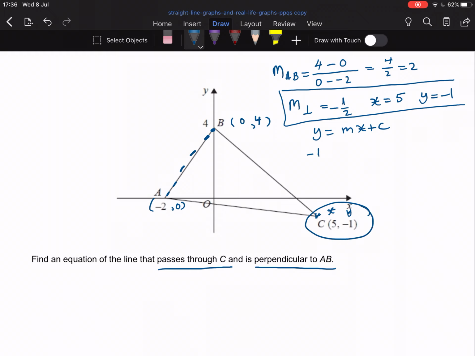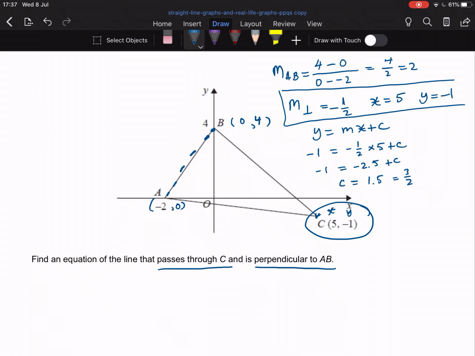Now I can start substituting. So -1 equals -1/2 times 5 plus c. -1/2 times 5 is -2.5 plus c. If I add 2.5 to both sides, I get that c is equal to 1.5, also known as 3 over 2, if you want to give it as a fraction, which I think is the answer in your mark scheme, but any equivalent should be acceptable.